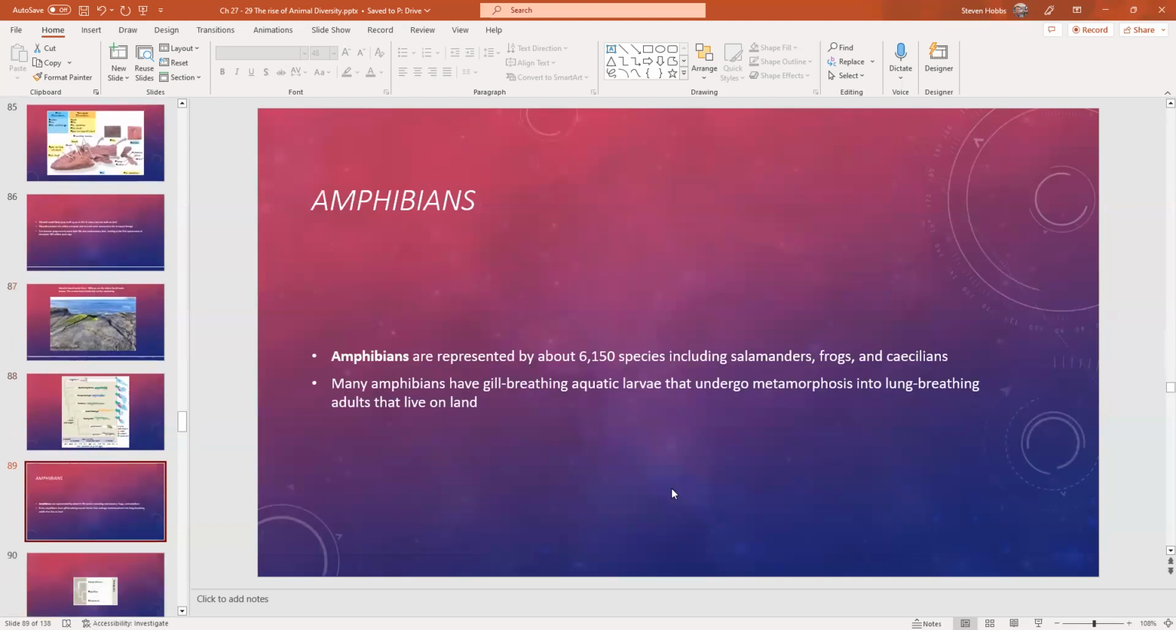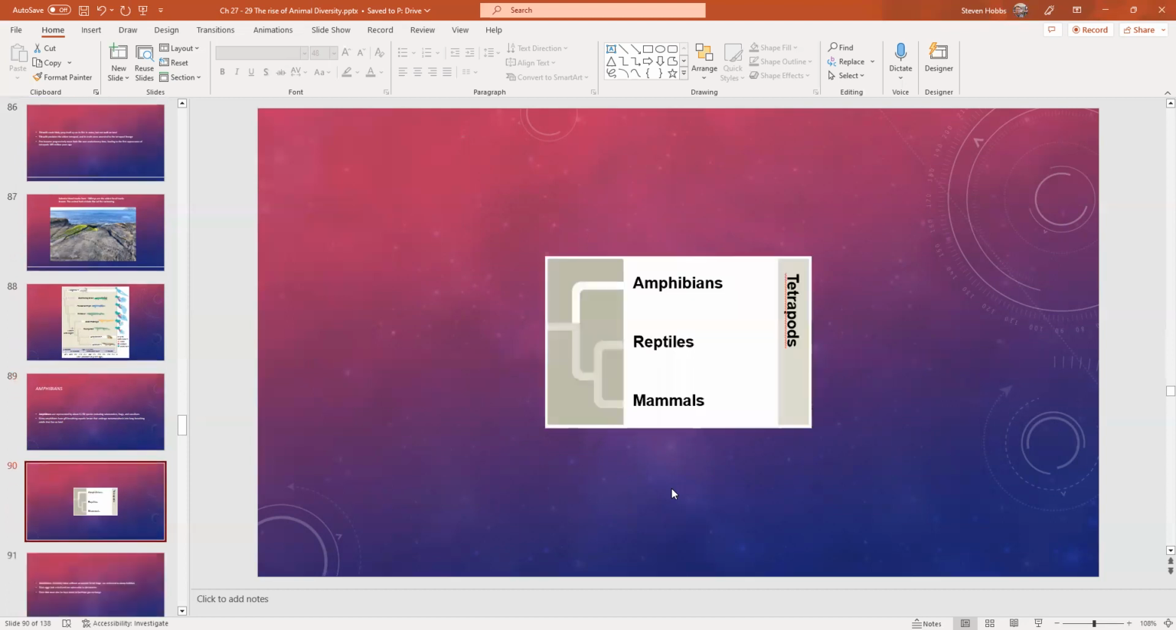So amphibians are represented by about 6,100 species. So salamanders, frogs, and caecilians. The amphibians have gill-breathing aquatic larvae. So that means they have gills and they live in the water. They will then undergo a metamorphosis into a lung-breathing adult. Their skin can also help with that. They have a pulmocutaneous circulatory system. Pulmo meaning lung and cutaneous meaning skin. They must stay moist. They have to stay wet.